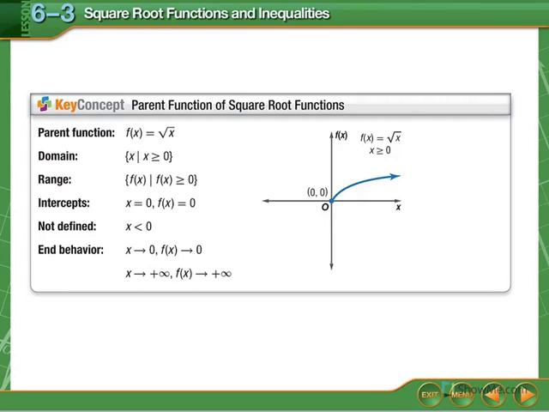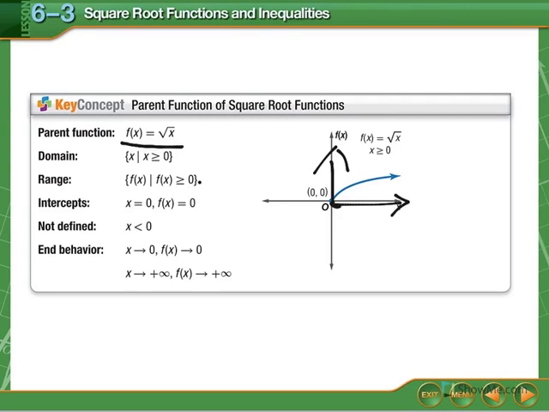We should have learned this back in chapter 1 or 2 when we talked about parent functions. We have f of x is equal to the square root of x. That's the absolute most basic square root function we have. Our domain is anything greater than 0, so 0 to infinity. Our range is anywhere from 0 to infinity as well. We have intercepts at x equals 0 and y equals 0.